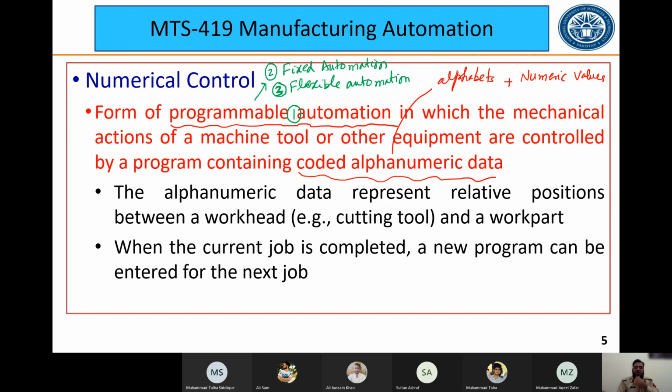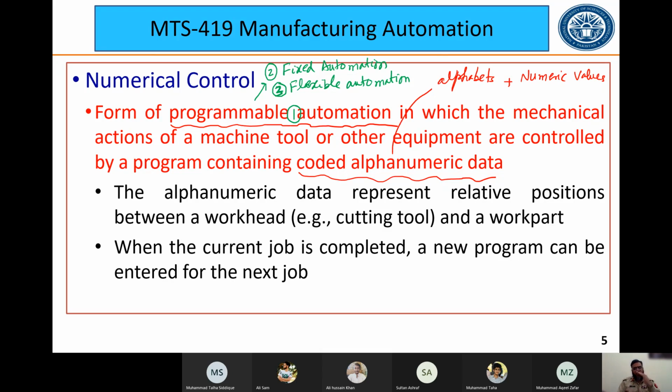Alright, the alphanumeric data represents the relative position of a workhead. Definitely it means that we need to give a reference point to our tool to move to another location. So we need to give it data, and that data is given as a relative position in the form of Cartesian coordinates. We would look into it in more detail as this lecture progresses.